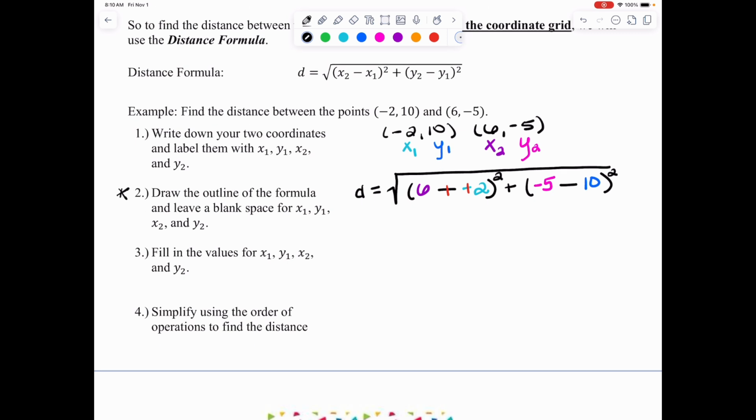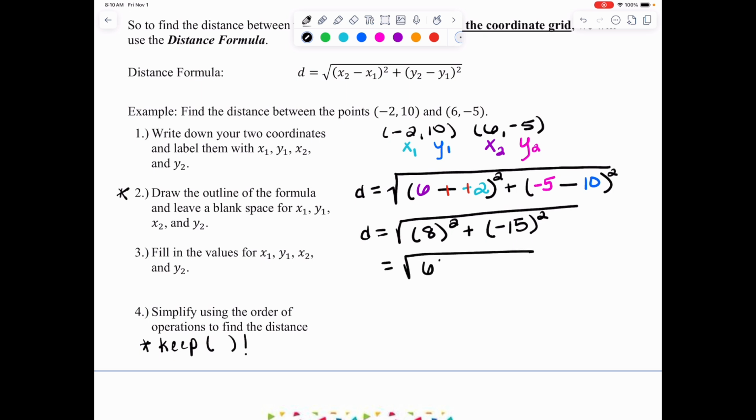So what we end up with here is D equals the square root. 6 plus 2 is 8. We're going to keep the parentheses squared plus, in the second set, -5 subtract 10 would be -15. Again, we are keeping the parentheses. I'm going to make a little note, keep parentheses, right? Because at this point, +8 squared would be the square root of 64 plus, if we didn't keep the parentheses, we would get the wrong answer for the next part.